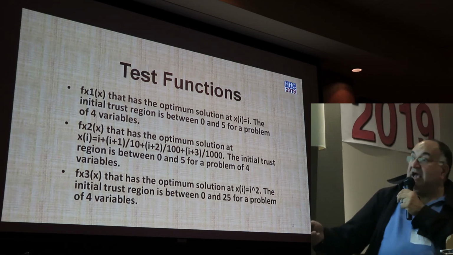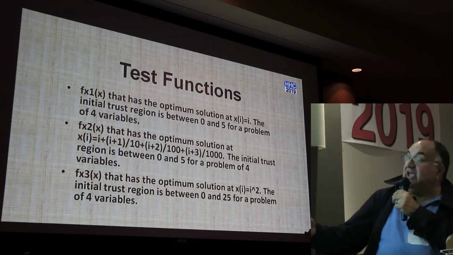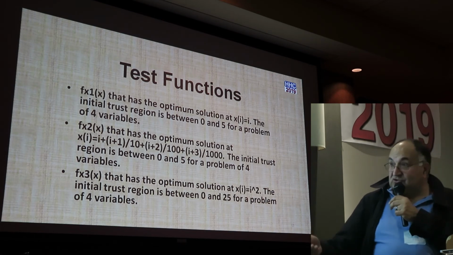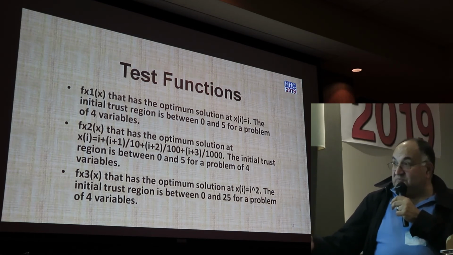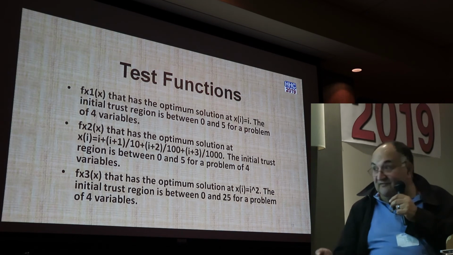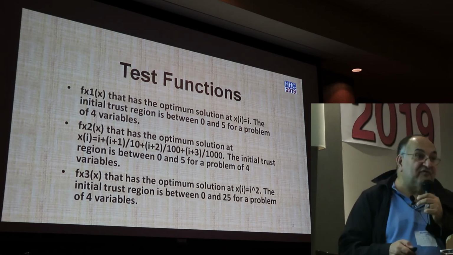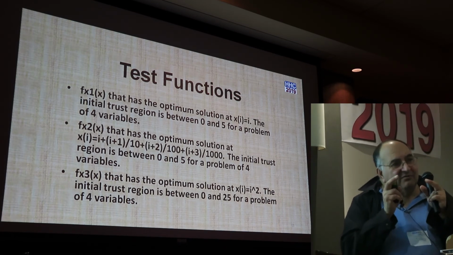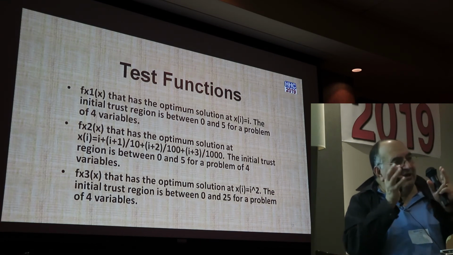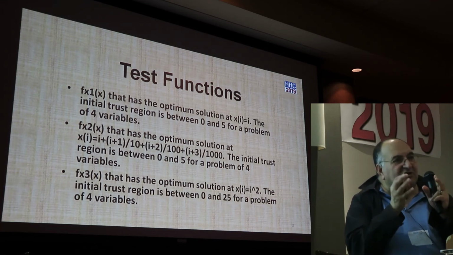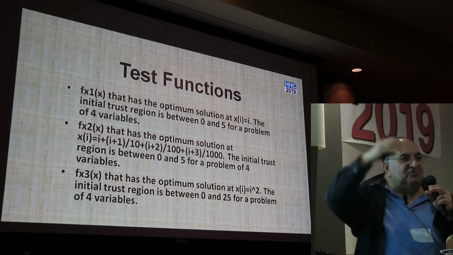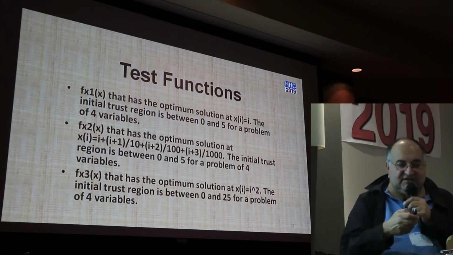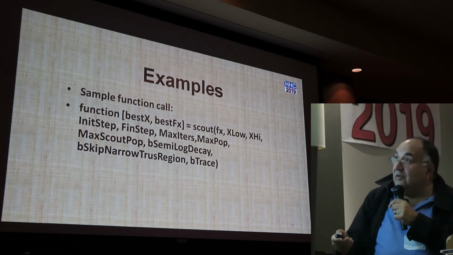F of x3 has the optimum solution at x of i equals i square. So the initial trust region is between 0 and 25 for a problem of 4 variables. That's still in the same magnitude. It's not like from 0 to 10,000 where it just kind of gets out of hand.